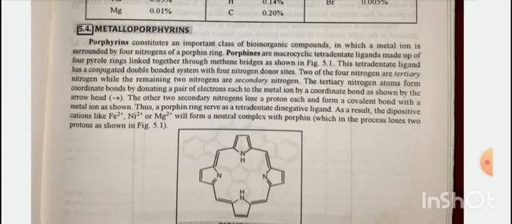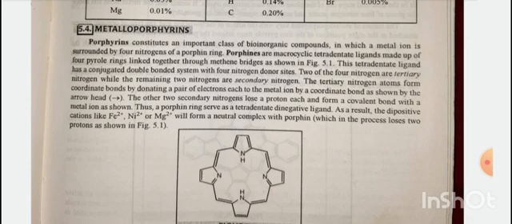Metalloporphins. Porphins constitute an important class of bioinorganic compounds in which a metal ion is surrounded by 4 nitrogens of a porphine ring. Porphins are macrocyclic tetradentate ligands made up of 4 pyrrole rings joined together through methine bridges as shown in figure 5.1. This tetradentate ligand has a conjugated double bonded system with 4 nitrogen donor sites.